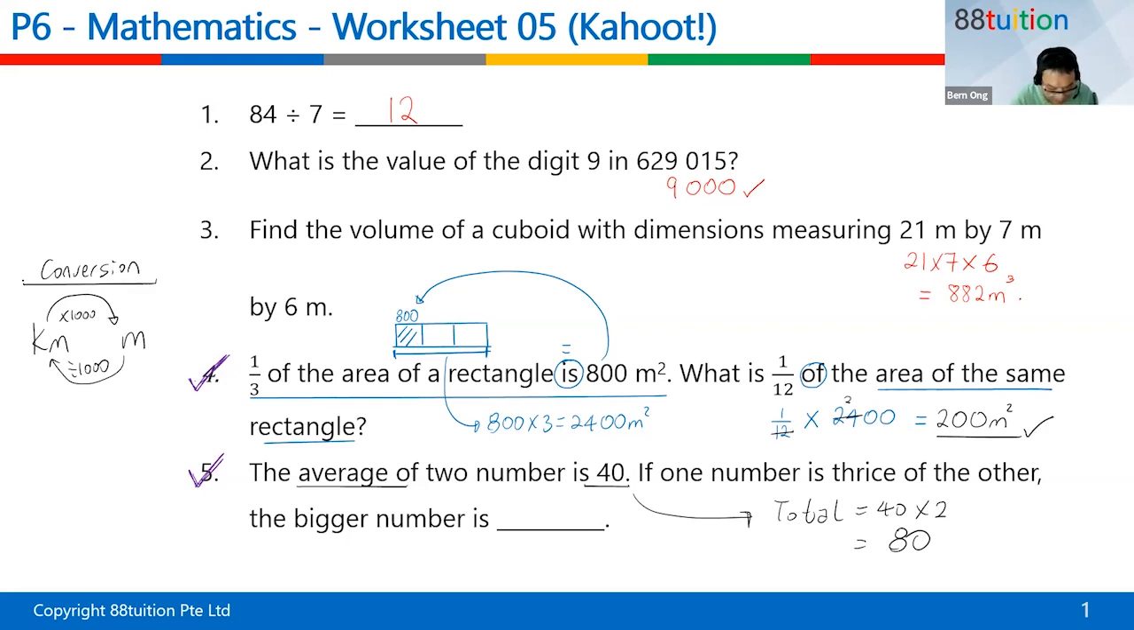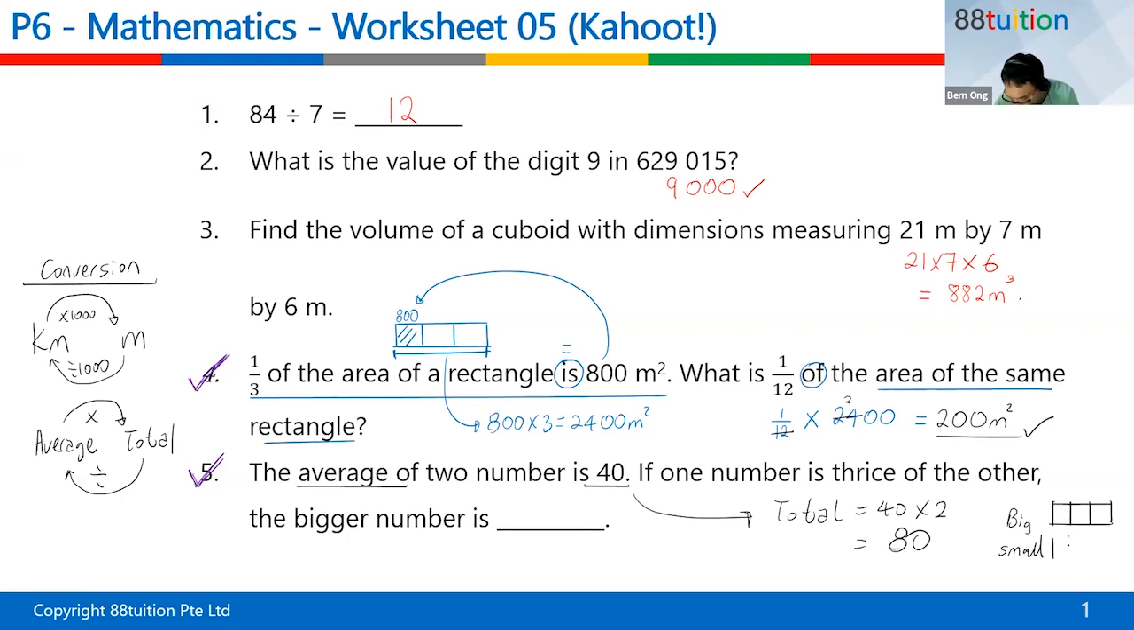Same thing as average versus total. Average to total means you have to multiply. Total to average, you have to divide. It's the same thing. Understand or not? So the total is 80. If one number is 3 times, so there's a big number and there's a small number, one number is 3 times the other number.